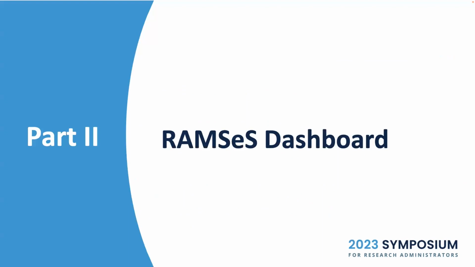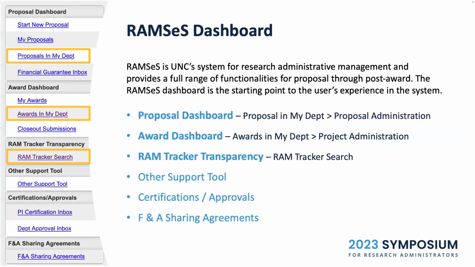Okay, well, let's get into the dashboards that are available to you and what we're actually going to be focusing on today. The dashboards that are part of RAMSeS include the proposal dashboard, where you can view proposals in my department and proposal administration, the award dashboard, which is where you can view awards that are in your department and your project administration screens, and then the RAMTracker transparency dashboard, where you can view all those RAMTracker transactions. So that's the transactional work that we do within both of those modules.